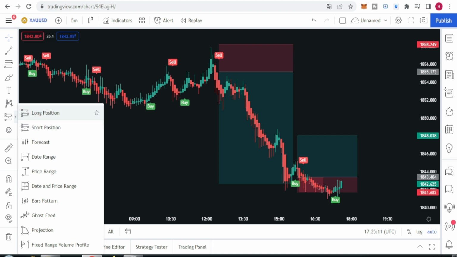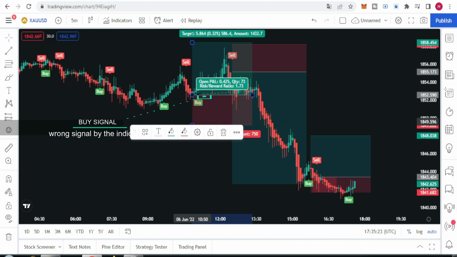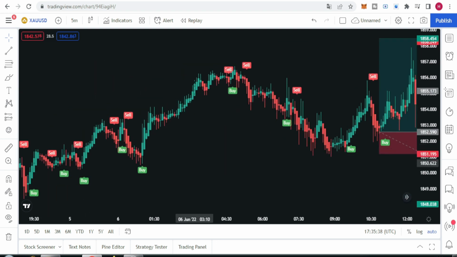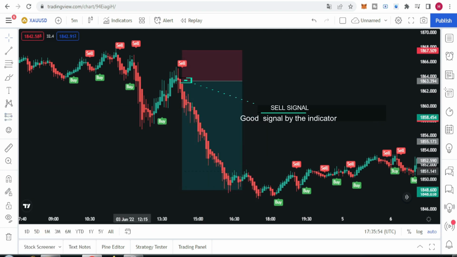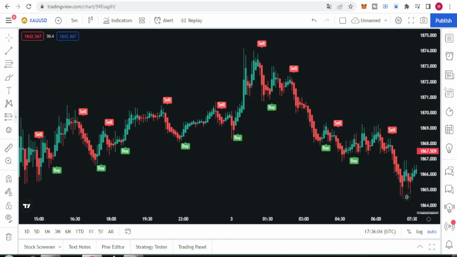But in the third one, we have another losing trade. Clearly, the price tried to hit our take profit, but reversed and hit our stop loss. You can easily tell by now that the indicator shows us many signals, and they are mixed between winning and losing ones. That's when our second indicator comes in handy.